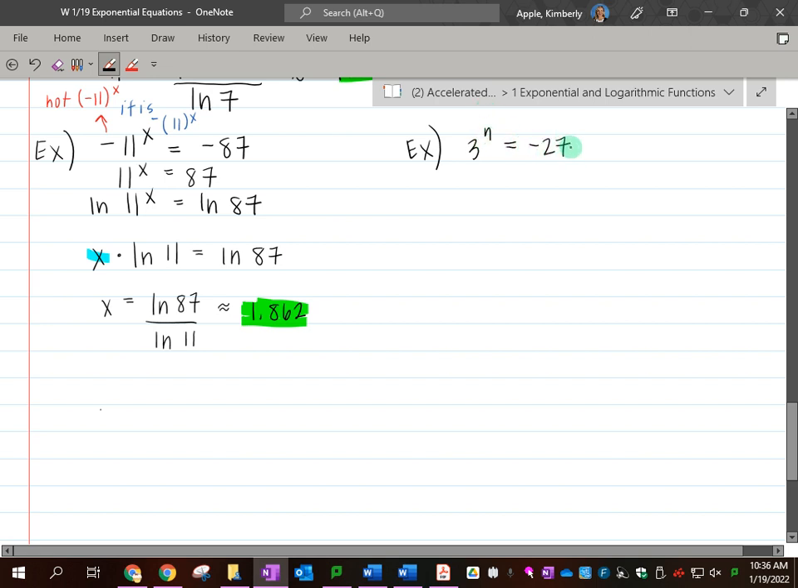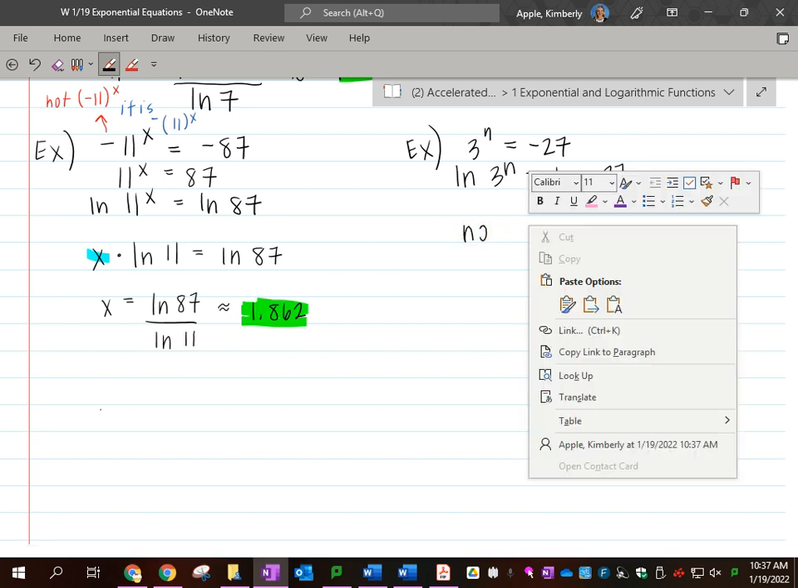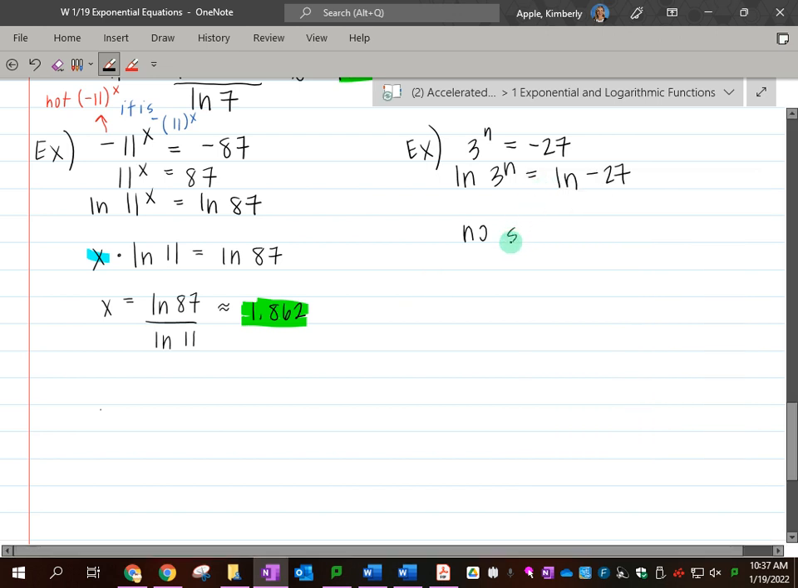All right, so we got 3 to the n equals negative 27. Notice the exponential is all by itself. So I'm just going to go ahead and take the ln. So, I'm just going to abort there. Can't make that look right. Okay, so immediately at this point, this is what I know. No solution. No solution.